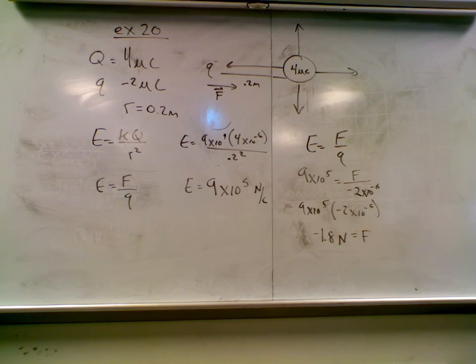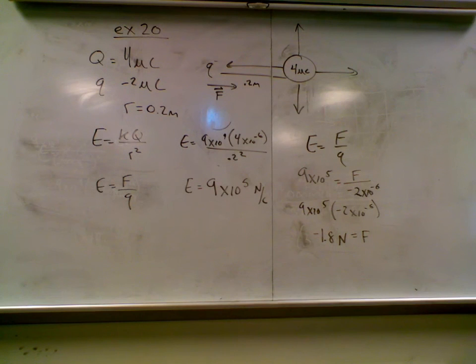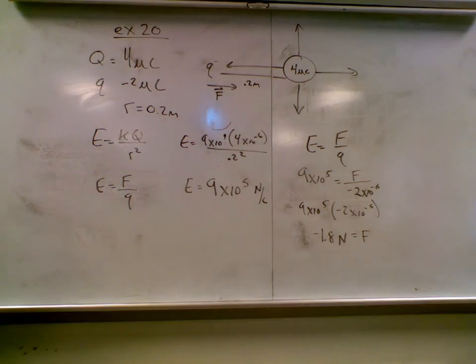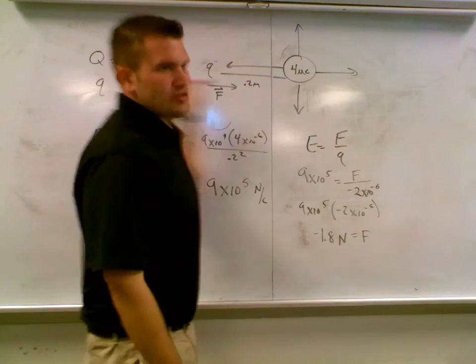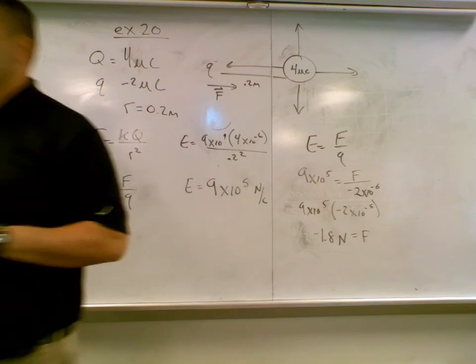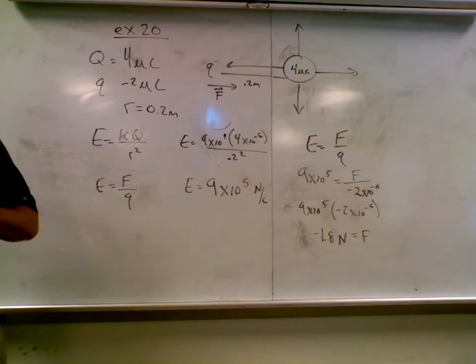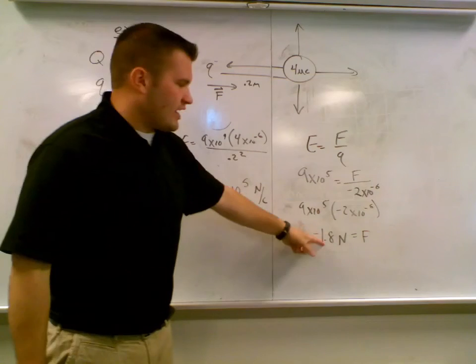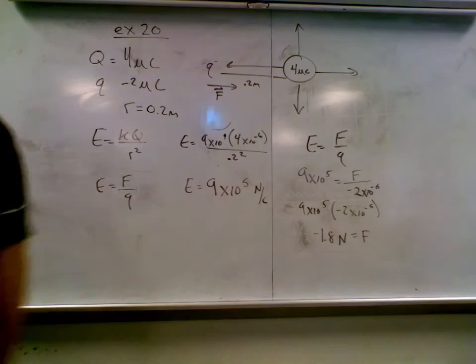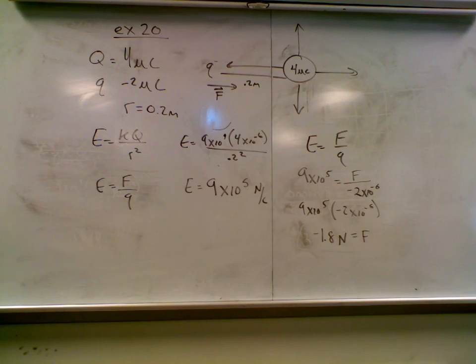And since that 1.8 is negative, guys, that negative does not mean left, it does not mean right, it means towards the center, towards the other charge, right? So that force is towards the other charge, because it's negative, right? And it also shows us since E was positive and F was negative, that they're going in opposite directions. Alright? Any questions?